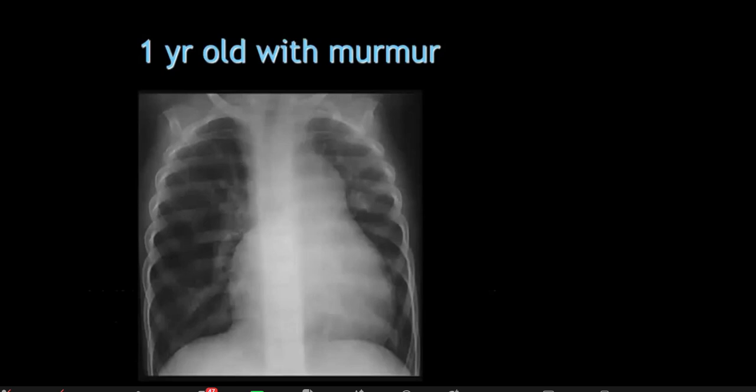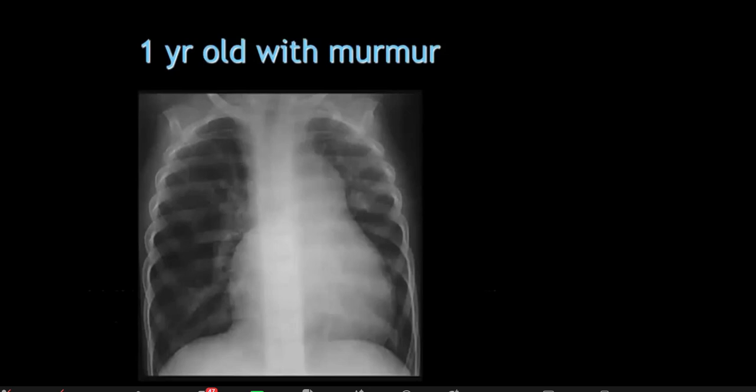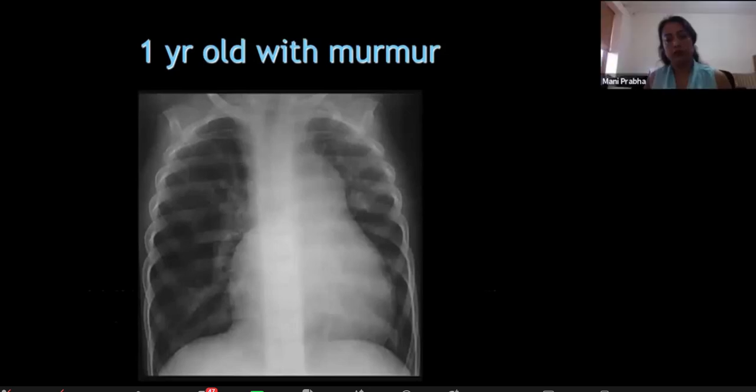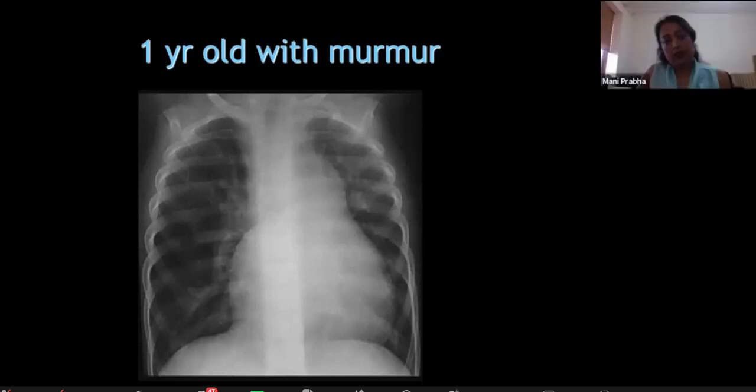So it's a 1-year-old child with a murmur. So in terms of situs, there is levocardia. I can't really see the gastric bubble. The aortic arch is left-sided. Wonderful. And then the pulmonary artery is visible, probably slightly enlarged, I would say, on the right. That's correct.